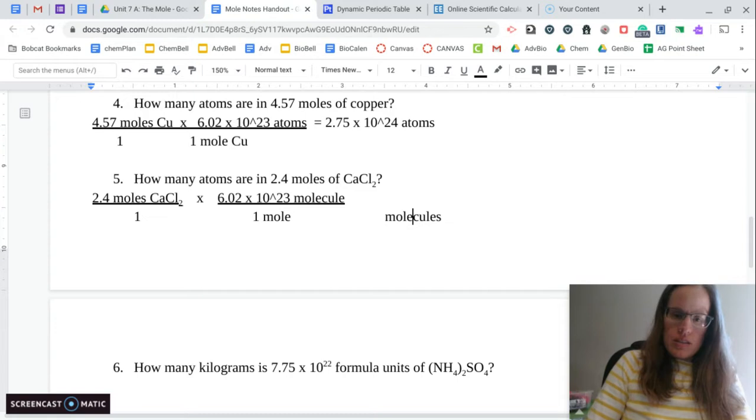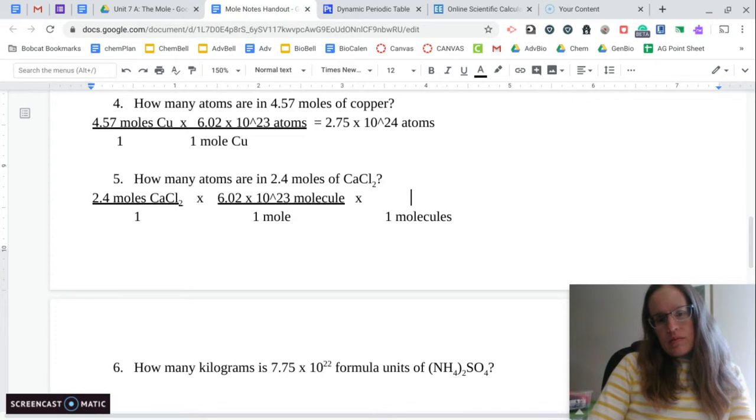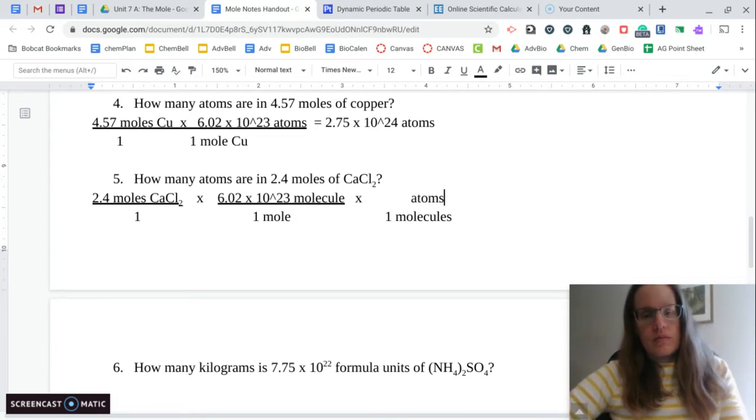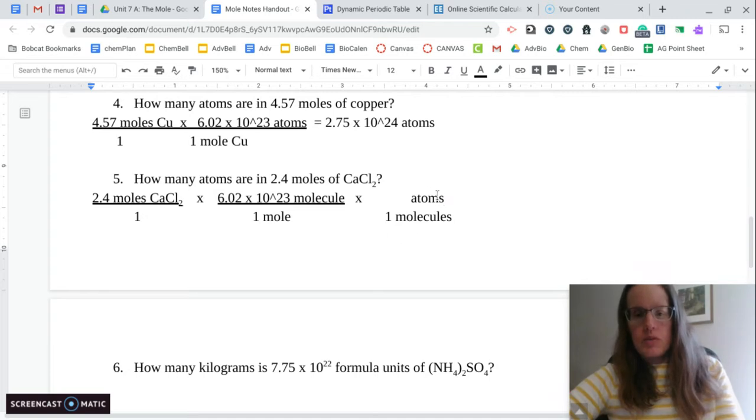With this one, this last step is not too tricky. It's not one of the conversion factors that I've given you. You just have to think about it. So I need to get to atoms. You should think, if I have 1 molecule of calcium chloride, how many atoms do I have? Well, if you look at it, you know how to do this. We counted these up in the last unit. You've got 1 calcium and you've got 2 chlorines. So that's 3 atoms.